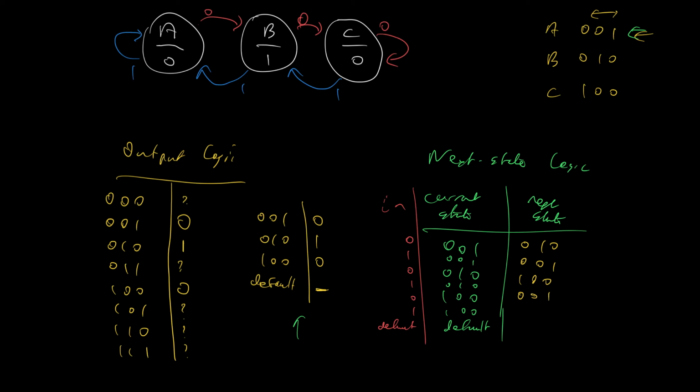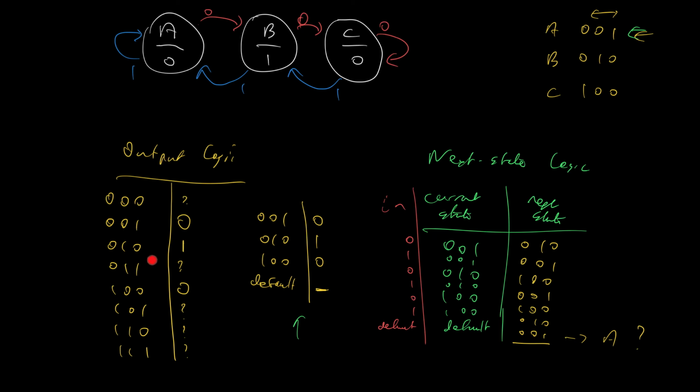If I'm in state C and the input's a 0, I stay in state C, so 1, 0, 0. And if I'm in state C and the input's a 1, I move to state B, which is 0, 1, 0. And as for the default, who knows? Maybe we want to go back to state A, so we put in 0, 0, 1 here if we want to return to A. And that's it. Apart from these error conditions, once we know the state diagram and the state representation, we can draw the output logic and the next state logic.